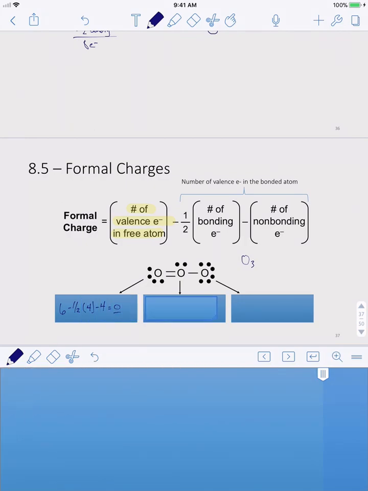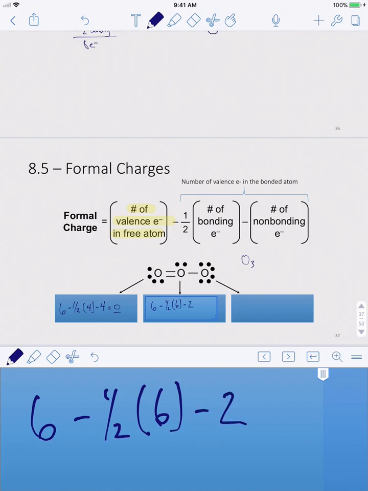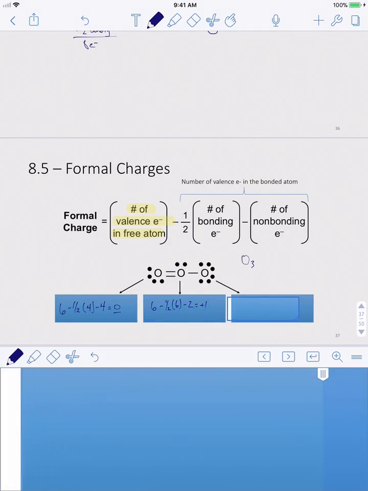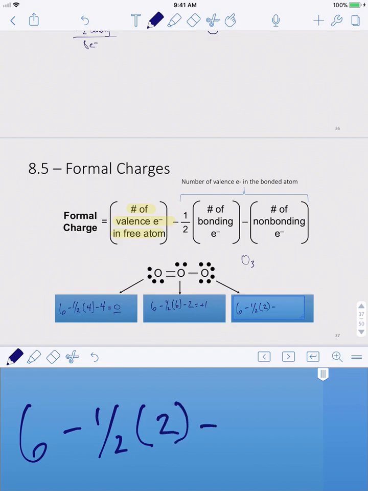Let's look at the second oxygen. We should have 6 again. We're going to subtract out 1/2 of the bonding. Here there are 3 bonds, so that's 6 electrons, minus the non-bonding pairs, which are 2. So we have 6 minus 3 minus 2 gives us a positive 1 formal charge. And then when we get to the next oxygen, the one on the right, we again have 6 valence electrons for oxygen, minus 1/2 of the bonding, which in this case is 2 for the single bond there, minus the 6 that occur in the non-bonding pairs. So that's a total of minus 1.